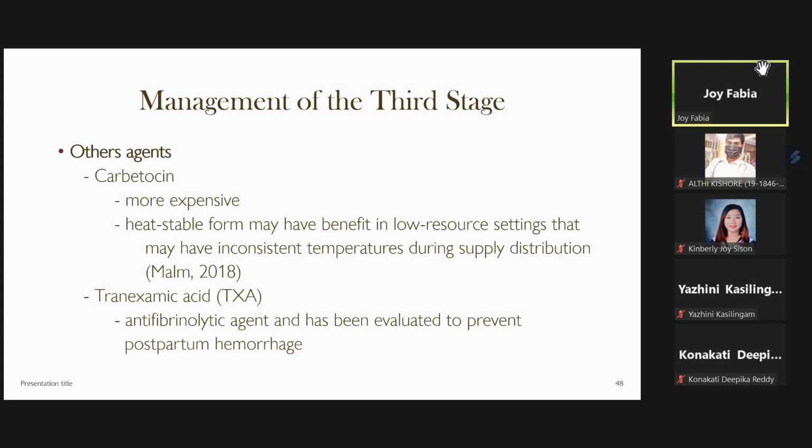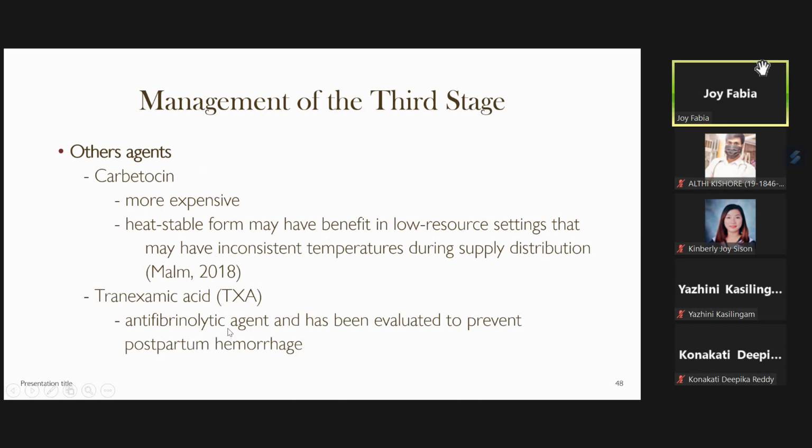And then the carbetocin actually is more expensive. Pero ito na yung mga bago. In cases that the oxytocin, Methergine are not effective, ito yung binibigay namin, the carbetocin. This is heat stable and may have benefit in low-resource settings that may have inconsistent temperatures during supply distribution. So ito, pwede siya dito sa Philippines kasi heat stable siya.